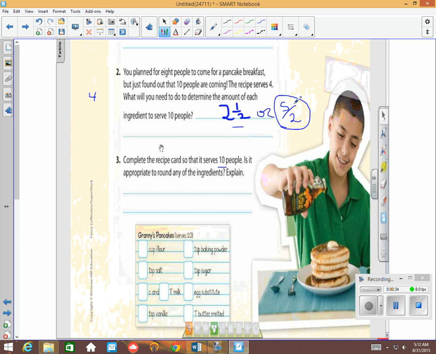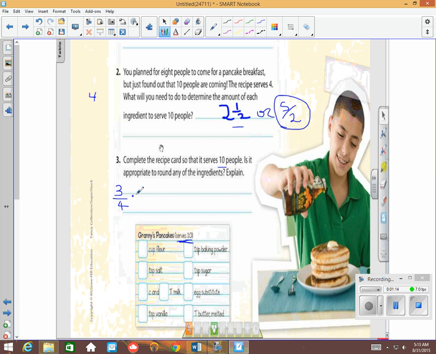You can skip a step by just multiplying each ingredient by 5 over 2, which changes the size from 4 to 10. If you look at the top of your page, you'll see how much flour is needed to serve 4. How much is it? You're right, it's 3/4 cup. You need 3/4 cup to serve 4, but now we want to serve 10. So what are we going to do with that amount? You're going to multiply it by 2.5 or 5 over 2.